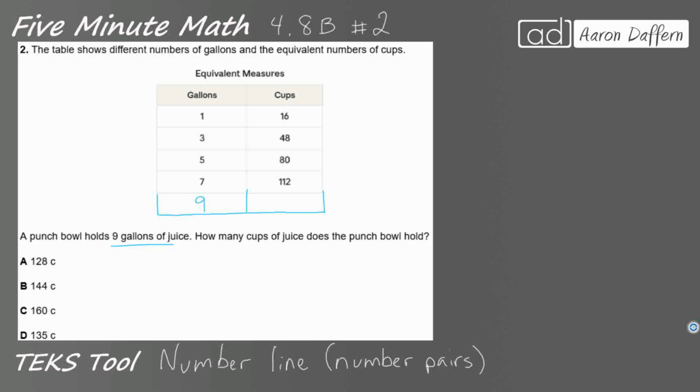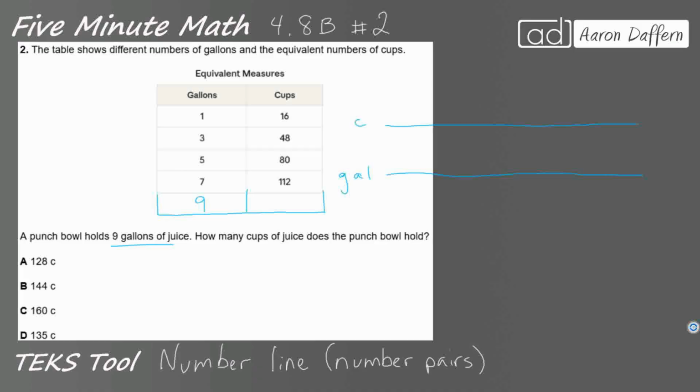So there are many different ways to solve this, but one way I like to keep track of it is with a double number line. And so I'm going to draw two number lines. Whatever's on the left-hand side, I'm going to put on the bottom. So this is going to be our gallons. Whatever's on the right-hand side, I'm going to put on the top.